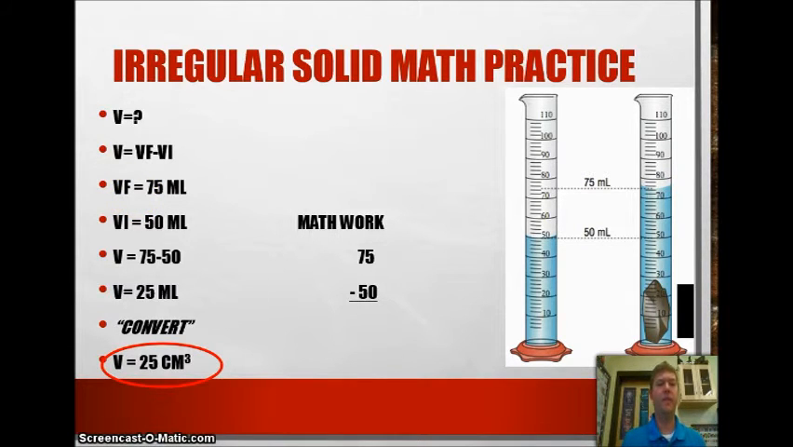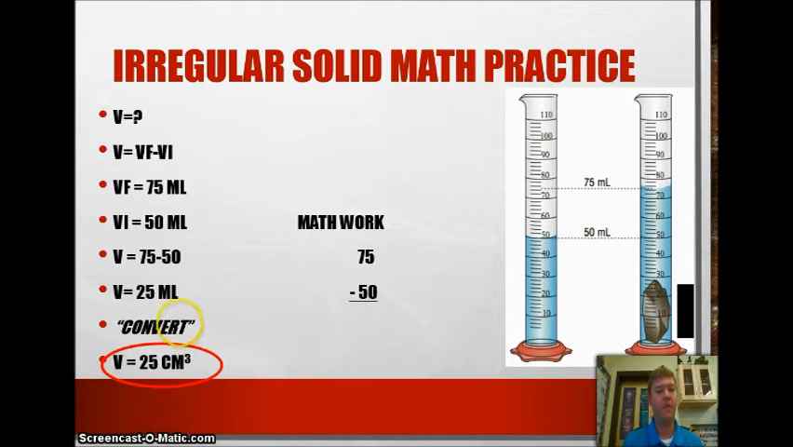So I write Vf equals 75 ml. What did I start with? 50. So I write 50 ml for Vi. Now I plug those two numbers back into this original equation down here. V equals 75 minus 50. Show your long math work here, so you actually subtract out 75 minus 50 and you'll get 25. V equals 25 milliliters. Remember, that's how much the water went up.